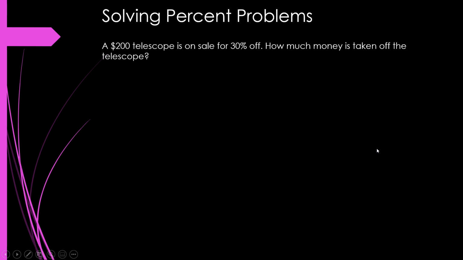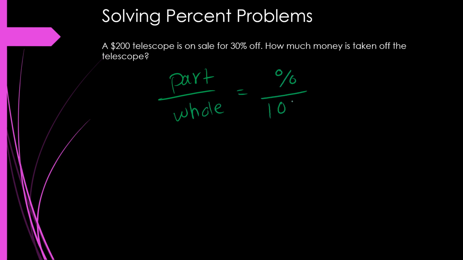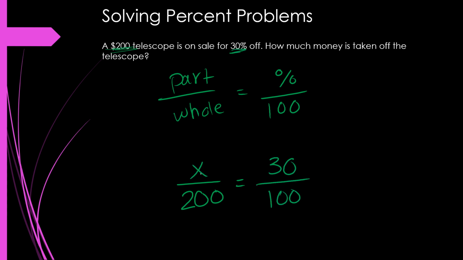Next one, a $200 telescope is on sale for 30% off. How much money is taken off of the telescope? Again, we're going to do part over whole, which is going to equal percent over 100. So $200 is the total price of the telescope, right? That's the whole price. 200 is going to go on bottom. 30% off, so I'm going to have 30 over 100. I'm going to put x up here.